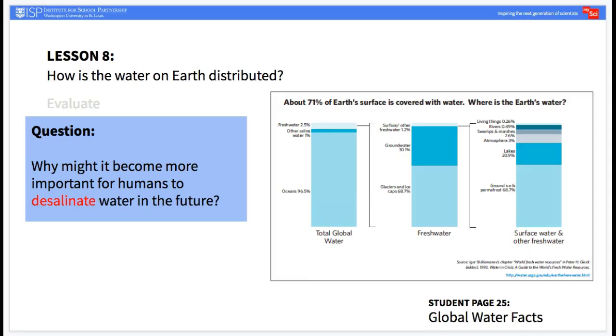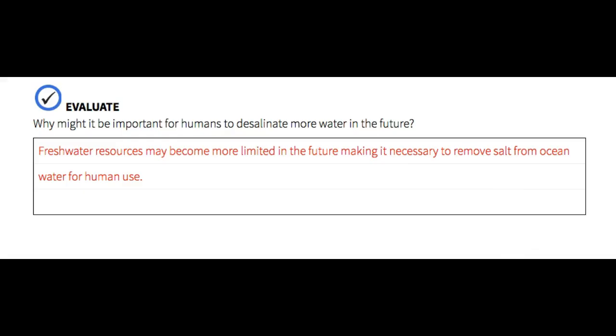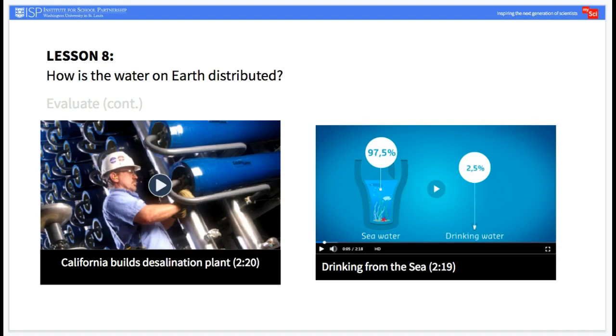In the Evaluate portion of this lesson, students will complete a formative assessment. They will construct explanations about how freshwater resources may become more limited in the future. As a result, it may be necessary for humans to desalinate water from ocean water for human use. Lastly, students will observe other ways to desalinate water outside of the model they observed in the Elaborate.